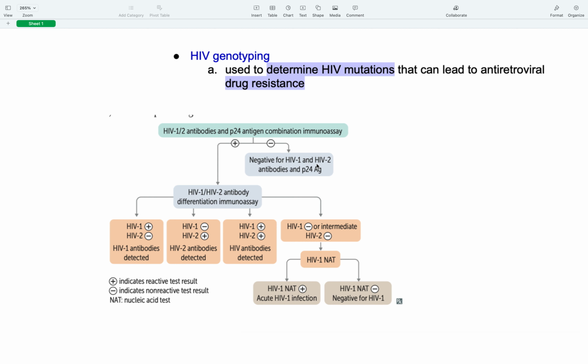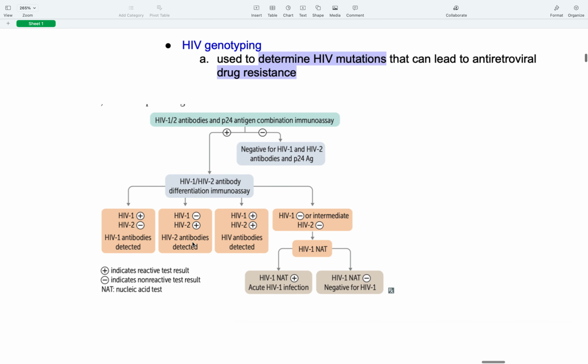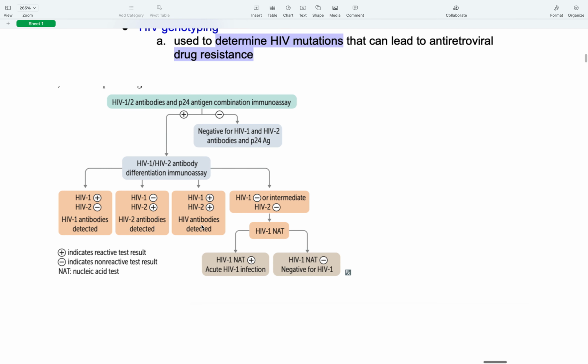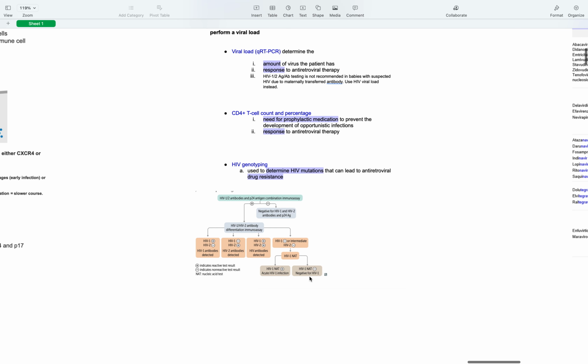If it is negative, you're not infected. If it is positive, then you want to confirm or differentiate between HIV 1 and 2. If HIV 1 is positive, then you are infected by HIV 1. If HIV 2 is positive, then you're infected by HIV 2 virus. If both are positive, you have both viruses. Now let's say both are negative or intermediate, then you would do an HIV-1 nucleic acid amplification test. If that is positive, then that is accurate and you have the infection. If that is negative, then no infection. This is how HIV is diagnosed.